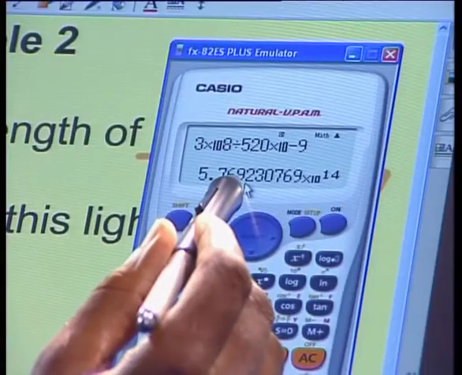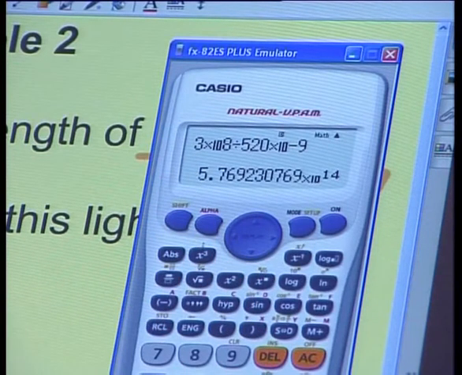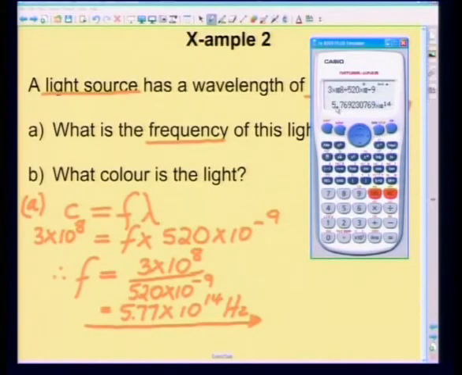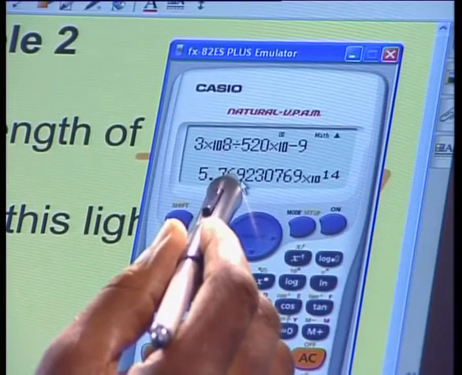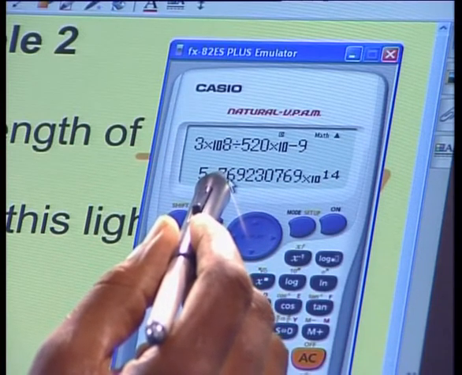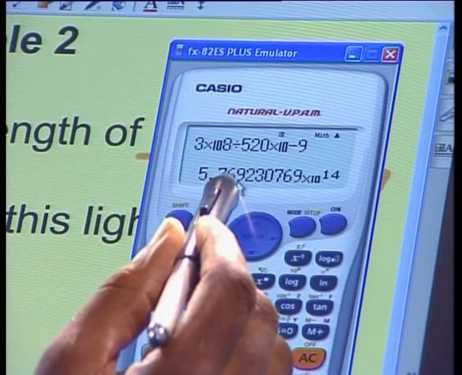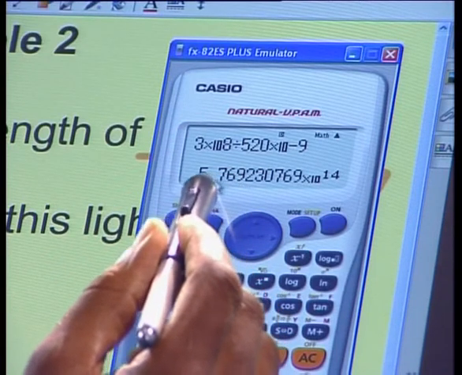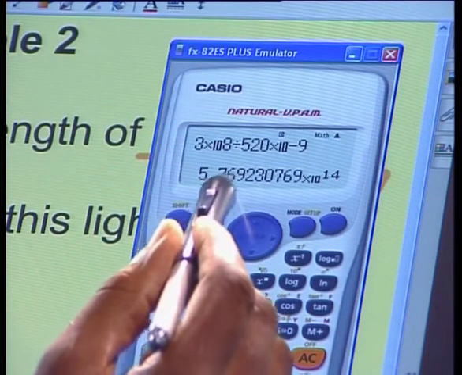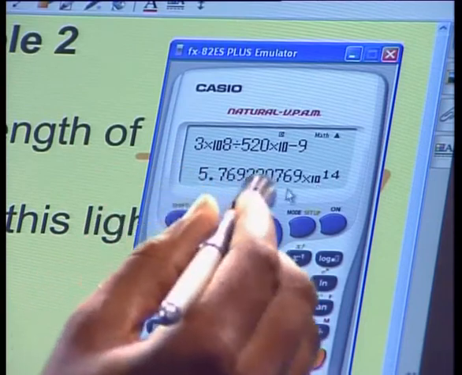Now, you see here it's 5.769, but I wrote my answer as 5.77. Why? Because it's 5.76 and the next digit after 6 is 9, and that makes it 7. But if this 9 was a 4 or 3 or 2 or 1 or 0, I was going to leave it as 5.76 by 10 to the power 14, right? So that is how it would have worked.